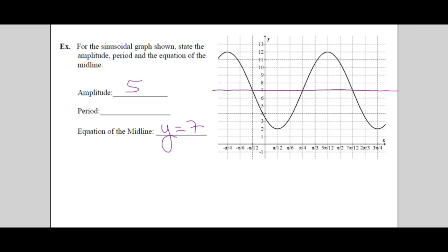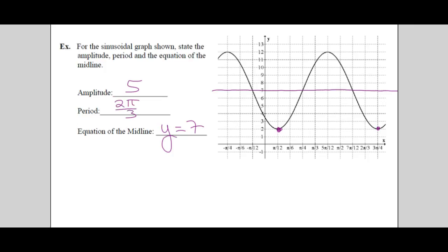And the period. So for the period, I have to go from a known point, like a minimum, back to another minimum. Okay, scale here is pi over 12. So I can just count these. 1, 2, 3, 4, 5, 6, 7, 8. That's 8 pi over 12, but that's divisible by 4, so it's 2 pi over 3.